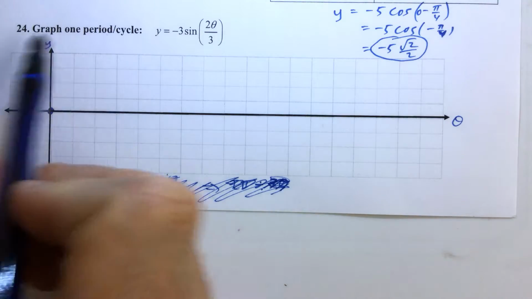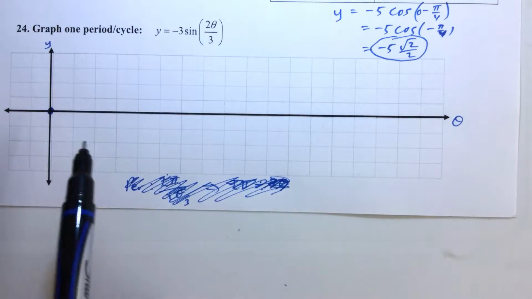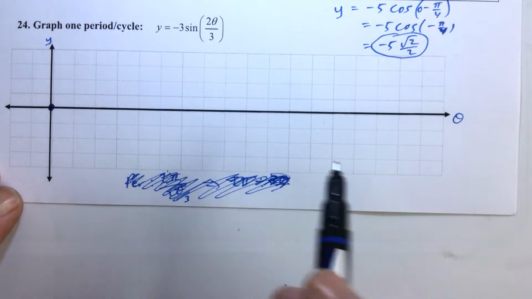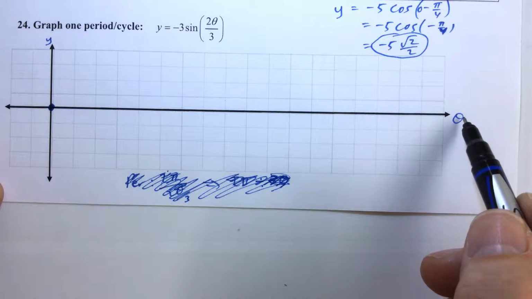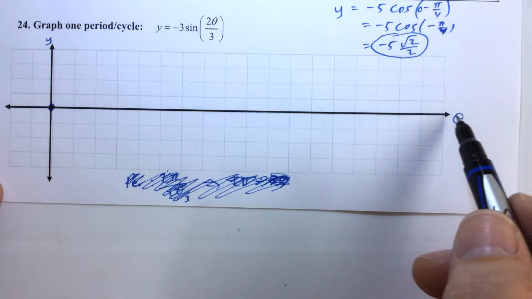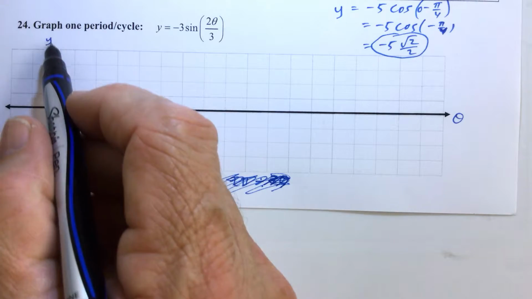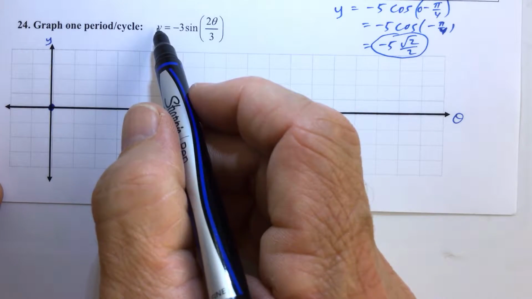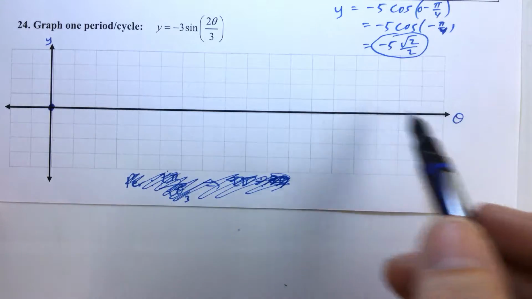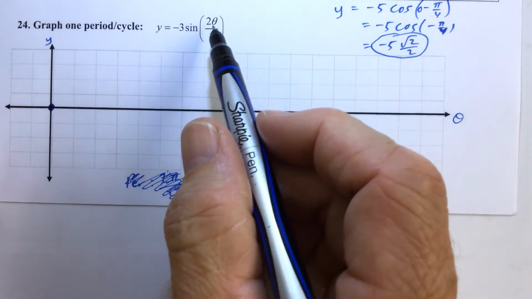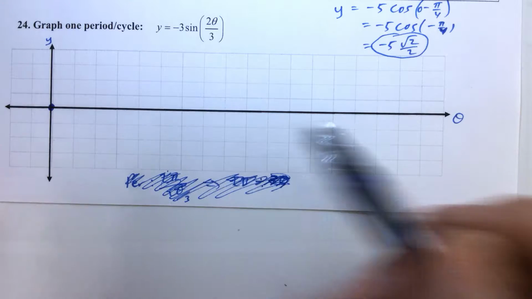Problem 24, we're just going to graph this function over one period or cycle, and just pointing out here that the horizontal axis is the theta axis. Theta is the independent variable, and then the y axis is the vertical axis, and y is our dependent variable. So y depends on theta.